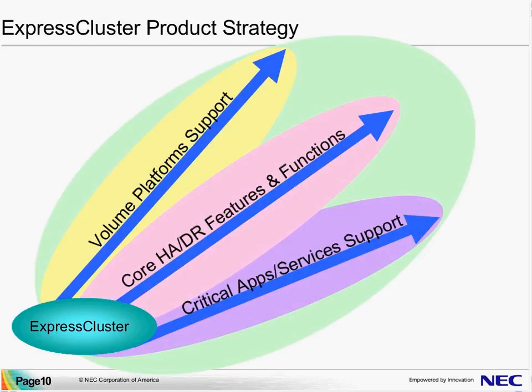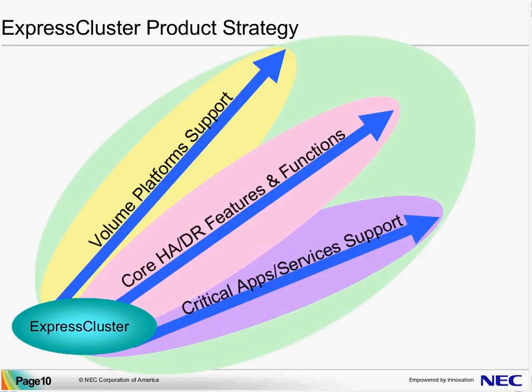So as new volume platforms emerge, it has been mainly Windows and Linux, but more recently the virtualization platform is an example of a new volume platform that has emerged, and ExpressCluster has added support for that. And going forward, any new volume platform that emerges will also likely be supported. The second area is the core high availability and disaster recovery features and functions. So this includes things like better application monitoring capabilities, or data mirroring or data protection capabilities would fall under this category.